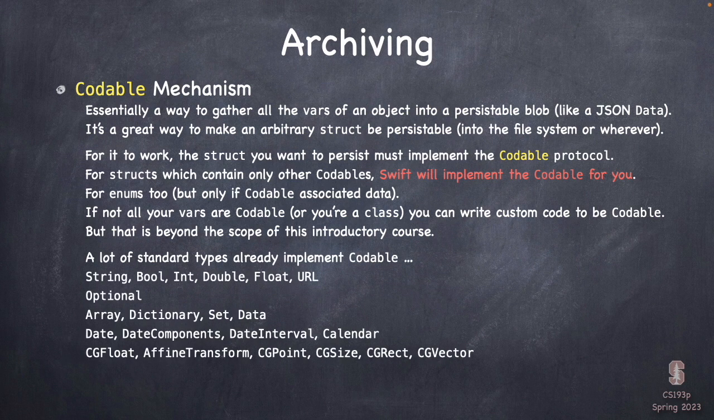Now, what makes it even easier is that all these types are codable, not just strings and bools and stuff like that. Optional is codable. Also, Array and Dictionary and Set and Data itself are codable. So you can see all these things are commonly used. You can build a lot of powerful structs out of these primitives, and they're all codable. So you're good to go.